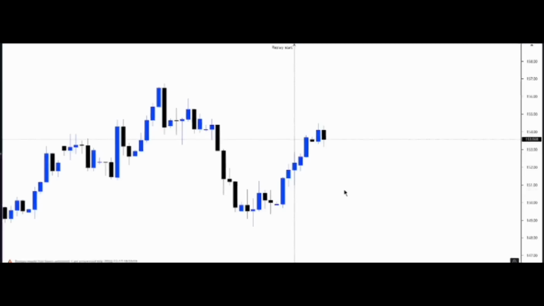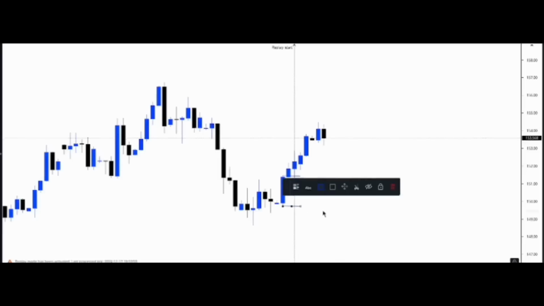Now here is another example. Take a look at this. Let's use our tool here and mark out the high and low. Let's start from this candle here, so I want it to be clearer to you. Now this is the first day candle high and low. As you can see, the next day's candle closed above.